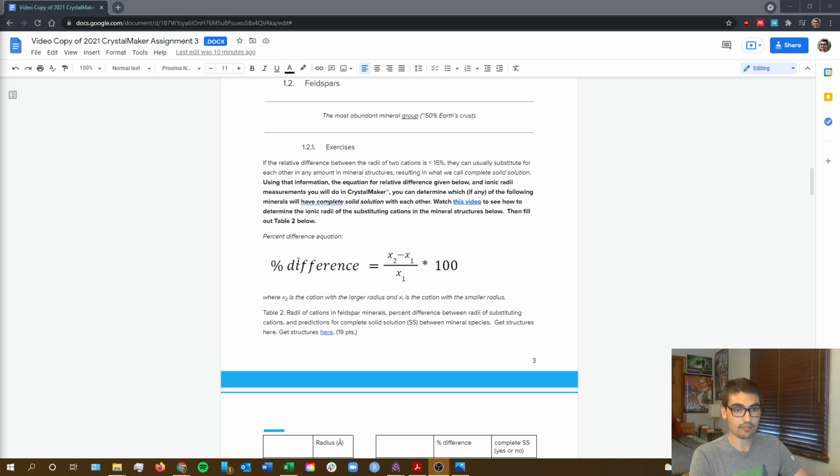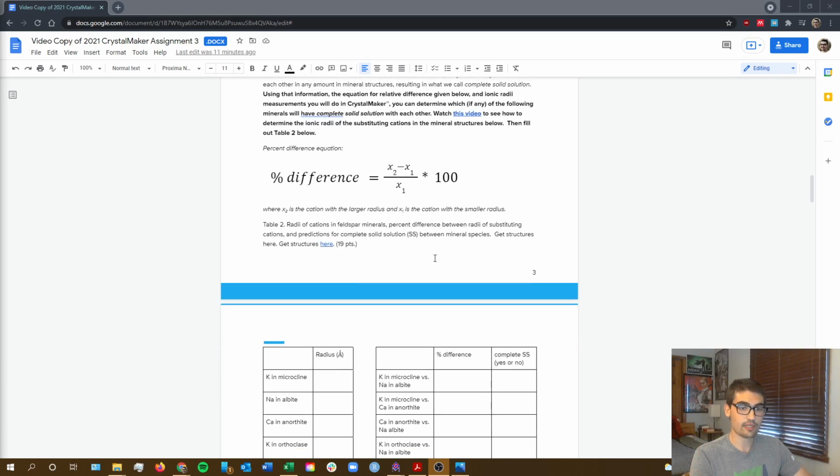So let's have a look at this formula real fast. The percent difference is calculated by taking x2 minus x1, quantity divided by x1, all multiplied by 100, where x2 is the cation with the larger radius, and x1 is the cation with the smaller radius. So again, we're measuring two different cations. We're looking at the larger minus the smaller, divided by the smaller, and multiplying that whole quantity by 100. Okay? So let's just get into it.